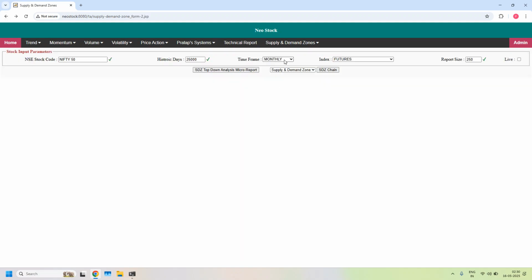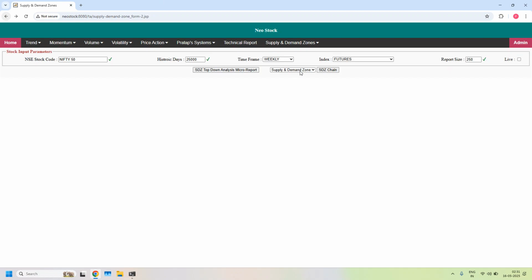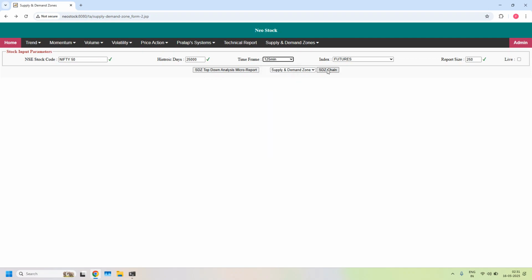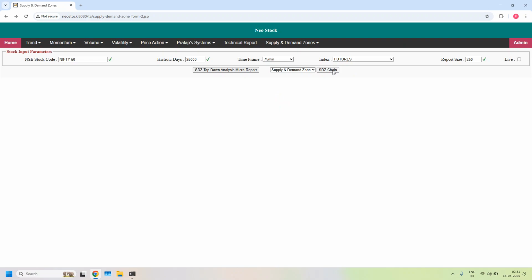Okay, next, generating weekly supply demand zone chain for Nifty. Next, generating daily supply demand zone chain for Nifty. Next, generating 125-minute supply demand zone chain for Nifty. Next, generating 75-minute supply demand zone chain for Nifty.